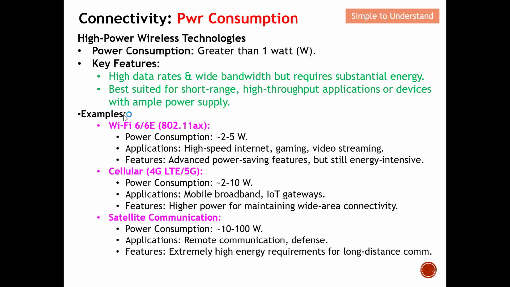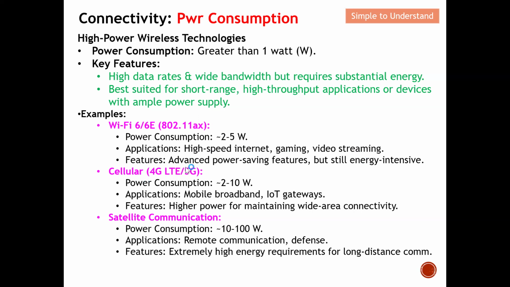Some examples: currently we are using Wi-Fi 6 and 6E, and very soon it will be Wi-Fi 7. We know this as the 802.11ax standard. The power consumption is maybe up to a maximum of 5 watts. The key application: they have high-speed internet and are mainly used for gaming and also video streaming. Key feature: we are going to have advanced power saving features, but they still require a lot of energy in order to work well.